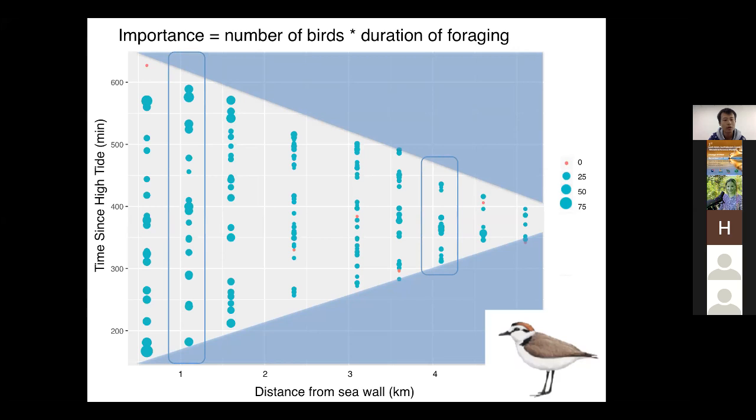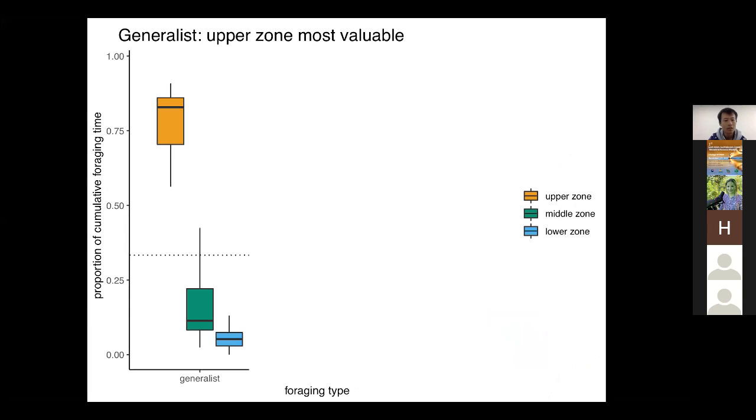But what we would argue is that because this segment on the left is exposed for longer periods throughout the tidal cycle, it provides more food and contributes more to the feeding of the shorebirds. Thus, it's more important for shorebirds. So after we calculated what we call the cumulative foraging time for each of these segments of the tidal flat, which takes into consideration both how many birds are foraging and how long they spend foraging in the area, we can see that the upper tidal flats, shown by this yellow box here, provide more than 75% of the total foraging time for generalists on average.